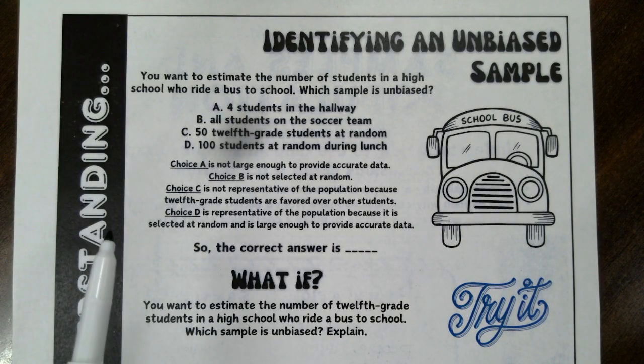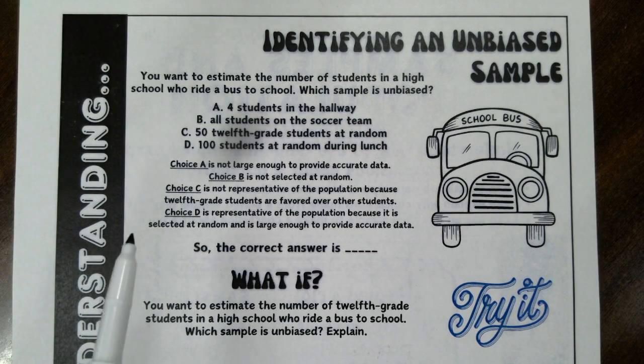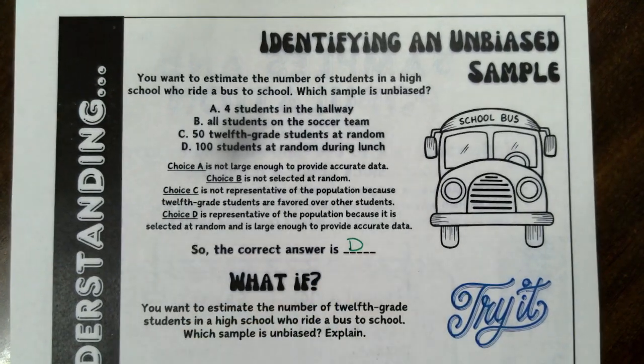Because if you know anything about the high school, it isn't lunches by grade. So then you would have a mixture of different grades, different students, whether they ride the bus or they don't ride the bus. So this would be a great representation. So the correct answer is D.